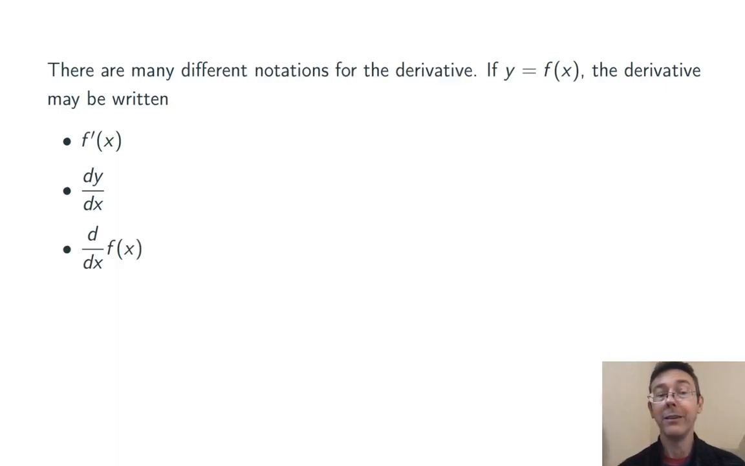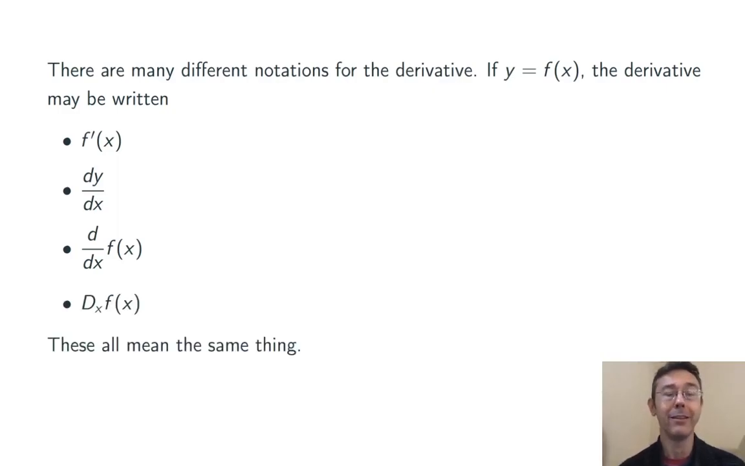Sometimes you'll see d over dx, f of x. Sometimes we say d by dx, f of x. Here you think of the d by dx as like a verb, telling you to differentiate the function f of x. When you get into Calc 3, you'll sometimes see capital D sub x of f of x. These all mean the same thing, and you really are going to need to know them all eventually.